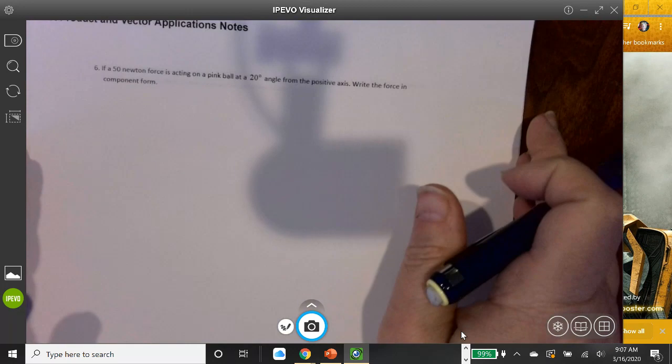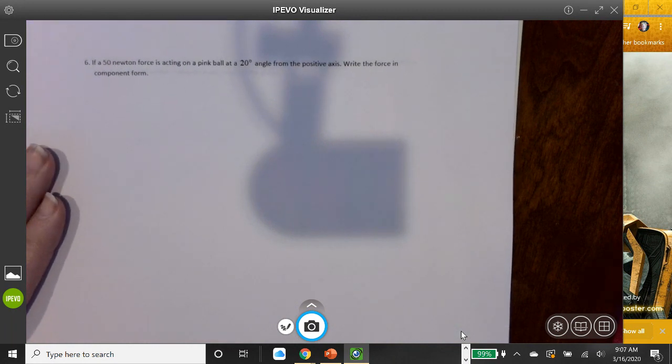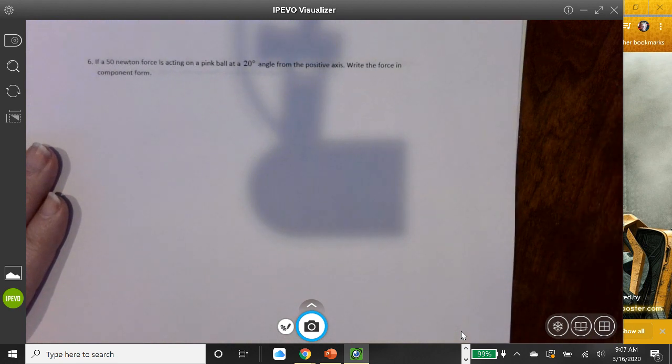Sometimes we have problems where we use forces, and Newton is the unit of force. So if a 50 Newton force is acting on a pink ball at a 20-degree angle from its positive x-axis, write the force in component form. Okay, so I have a 50 Newton force acting on a pink ball at a 20-degree angle from the positive x-axis.